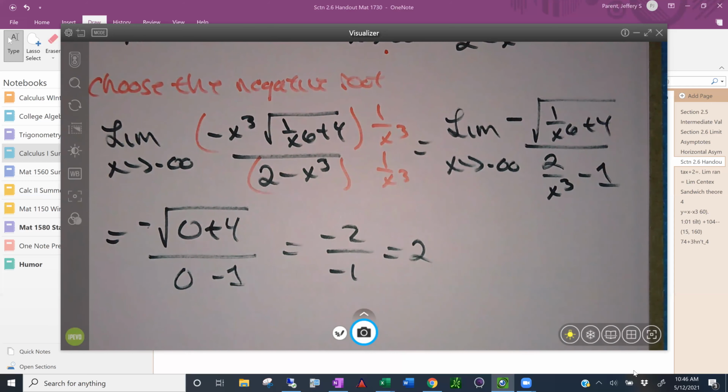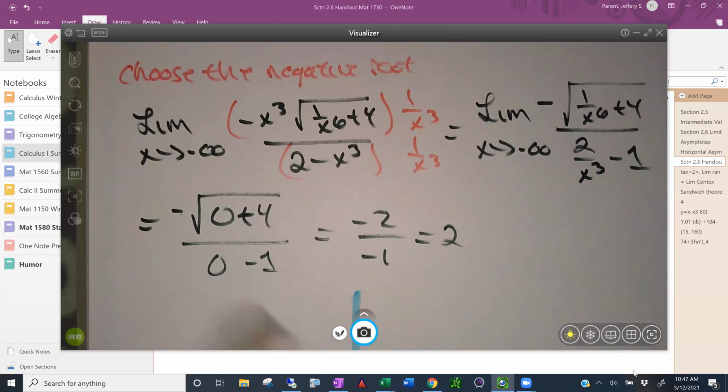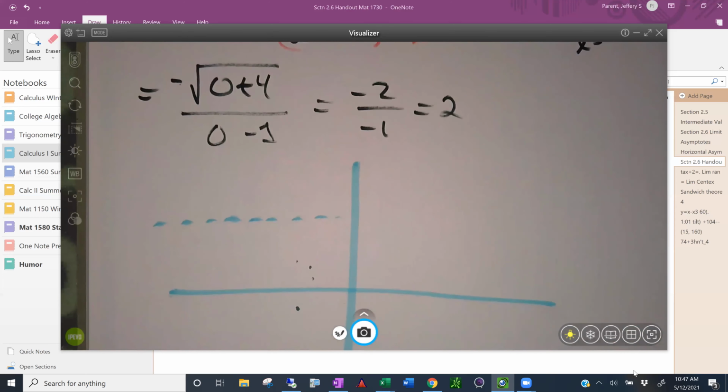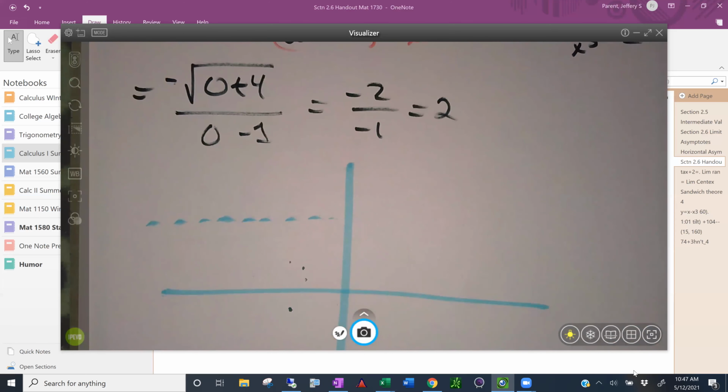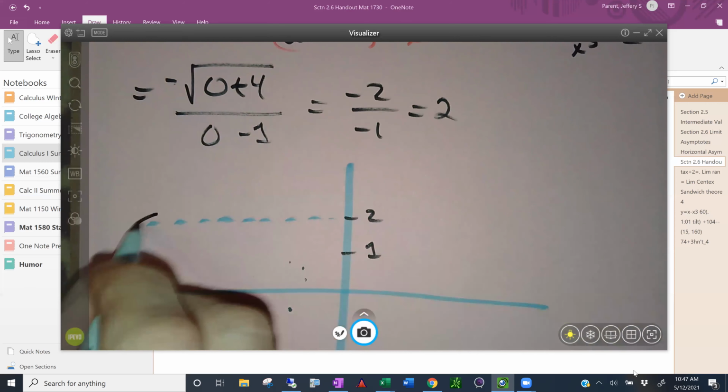Let's understand a little something more about that graph, or what the graph of this function would be, and what this means about the graph when I graph it. The limit as x approaches -infinity is 2, which means that at some point my function is going to get close to the graph of y equals 2 as I go out towards -infinity.